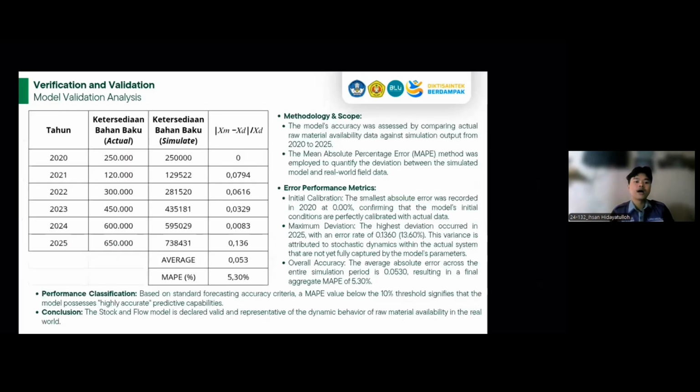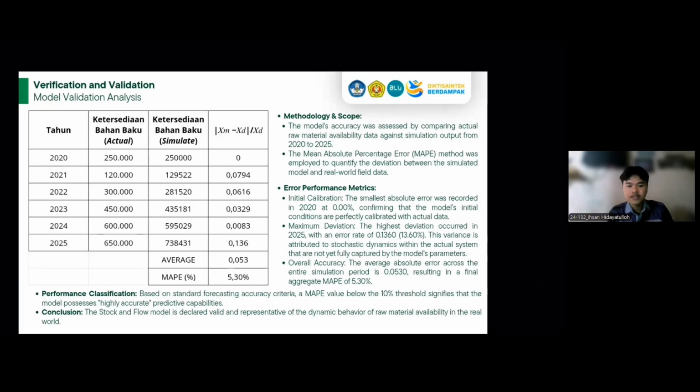And the next is model validation analysis. Here, we use MAPE for our model validation. Why do we use that? This model accuracy was assessed by comparing actual raw material availability data against simulation output from 2022 to 2025. The mean absolute percentage error, or MAPE, method was employed to quantify the deviation between the simulated model and the real-world field data.